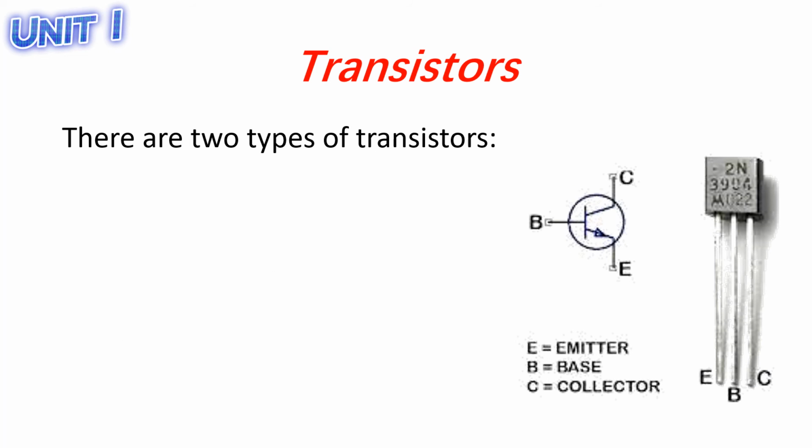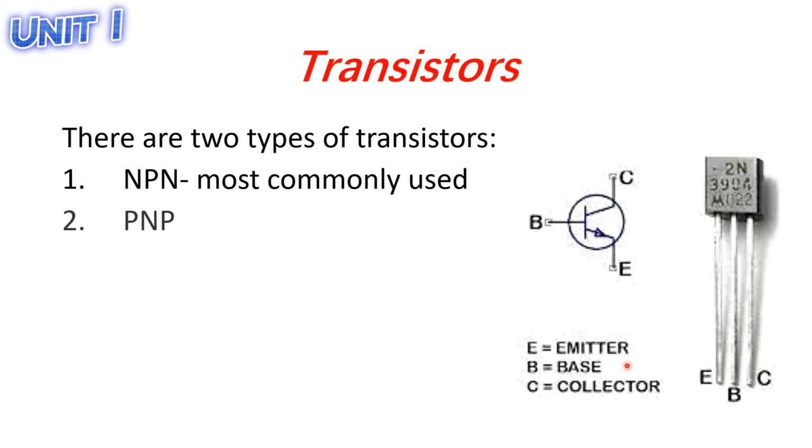So there are two types of transistors here. You have your NPN, which is the most commonly used because it requires a minimum of 0.7 volts to activate your transistor. So if you want the current to flow from your collector to your emitter, your base here should be supplied with a minimum of 0.7 volt. That's why NPN is the commonly used transistor.